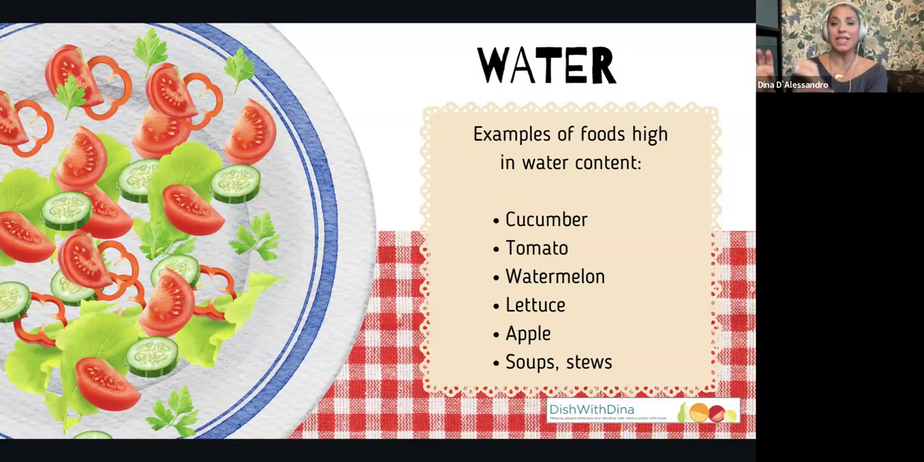So we have foods that are very water dense by nature, like cucumbers. When you crack open or cut open a piece of lettuce or a cucumber, you get that spray of water coming out. But we also talk about water that's added to meals too. So soups and stews, as you're stirring that around, that counts towards your water consumption.